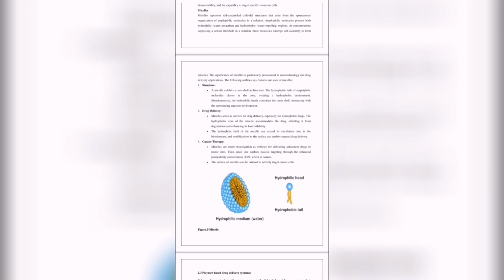Micelles are under investigation as vehicles for delivering anti-cancer drugs to tumor sites. So, micelles have the ability to reach the tumor sites. Their small size enables passive targeting through the enhanced permeability and retention effect in tumors. The surface of micelles can be tailored to actively target cancer cells. Here is the figure of the micelle.